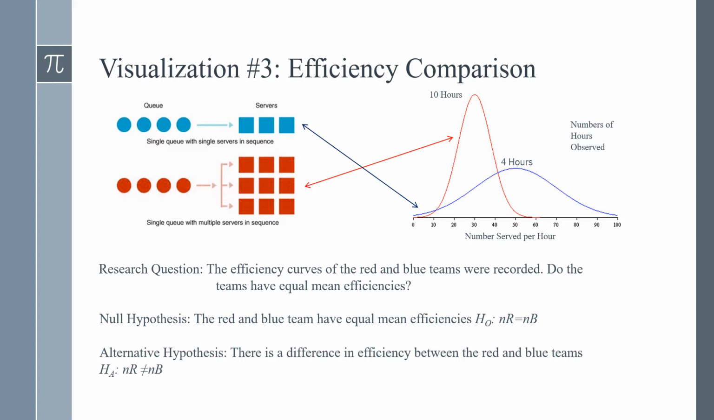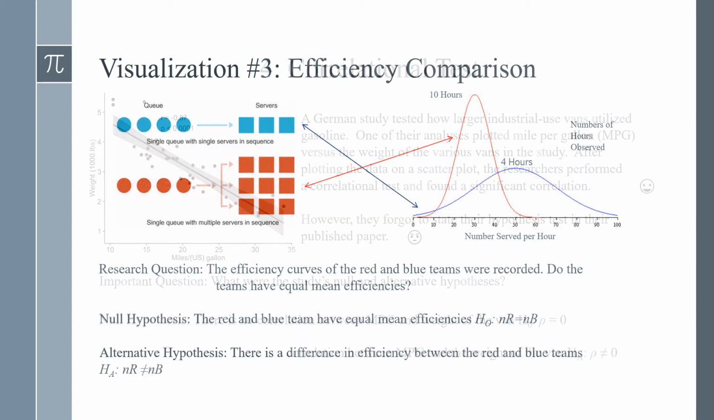Per the curve, you can see the red curve took longer hours to serve the same number of people per hour, while the blue team took less hours to serve the same number of people per hour. So we have to reject the null hypothesis as the blue team was more efficient than the red team.